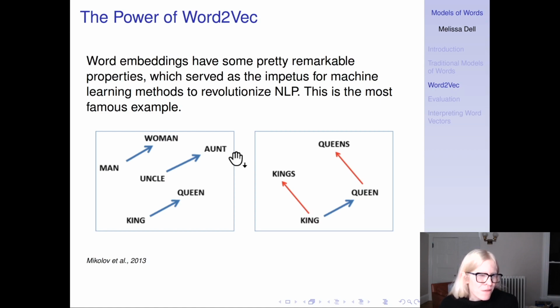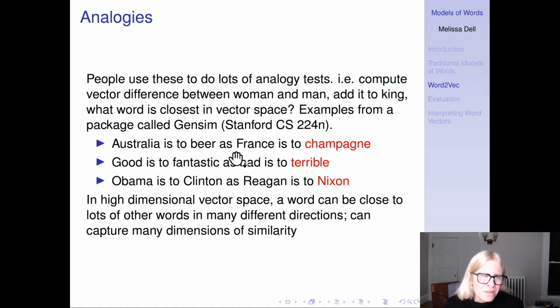So this is a famous example from the paper where you see man, and you add some vector to it and you get woman. And then the same thing that you add to uncle gives you aunt, or to king gives you queen. And so this is an example of analogies, which I think is the thing that people got the most excited about using word2vec for. And so people use these on analogy tests.